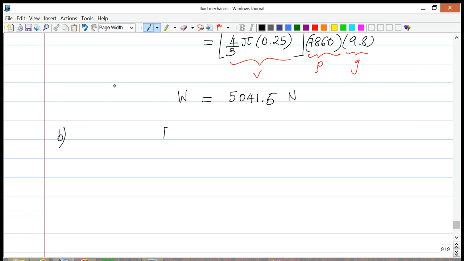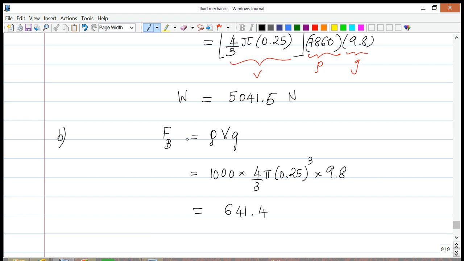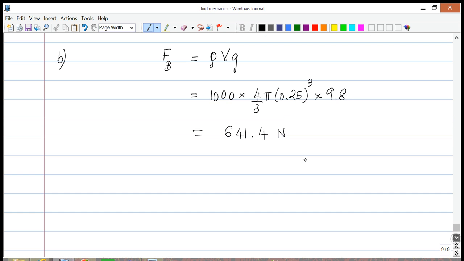Part B of the question is to find the buoyant force. So F sub B, and we know that the buoyant force is equal to rho v g. Once again, let's make sure we understand each of the terms. The rho in the equation for buoyant force is the density of the fluid, which happens to be water, which is 1,000, that's given, multiplied by the volume. The volume is the same, 4 divided by 3 pi times 0.25 cubed, and then I multiply this by 9.8. This can be calculated, and this gives us 641.4 newtons.